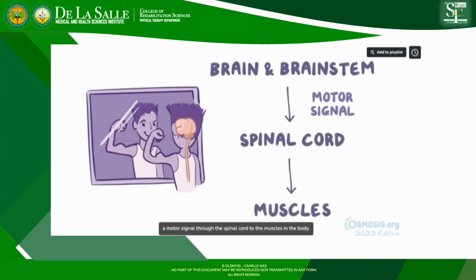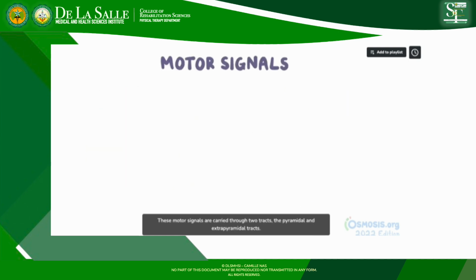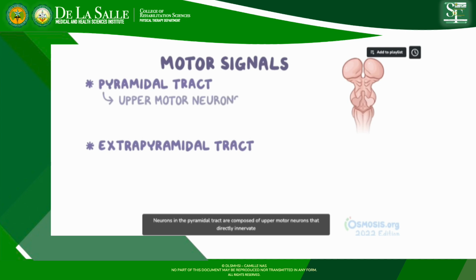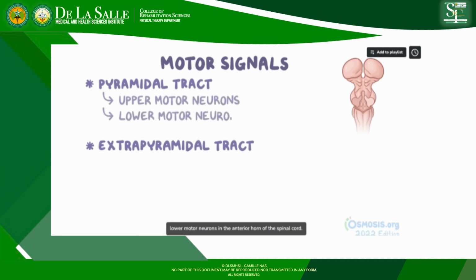These motor signals are carried through two tracts, the pyramidal and the extrapyramidal tracts. Neurons in the pyramidal tract are composed of upper motor neurons that directly innervate lower motor neurons in the anterior horn of the spinal cord.